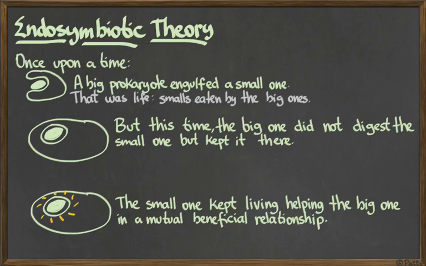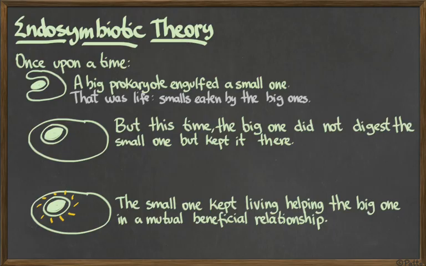The big cell said, hey, that's a nice trick, let's keep you alive in here. And the small cell kept itself doing its biochemistry wizardry, and the big one took advantage of that to be able to get energy from big molecules being broken by the small cell. And this showed up the first association of a mutual beneficial relationship, a symbiosis between these two organisms.